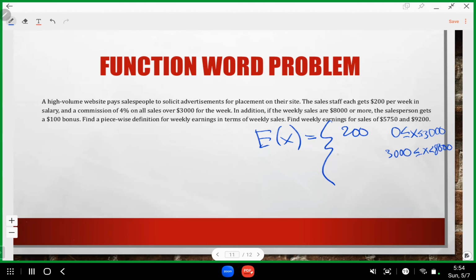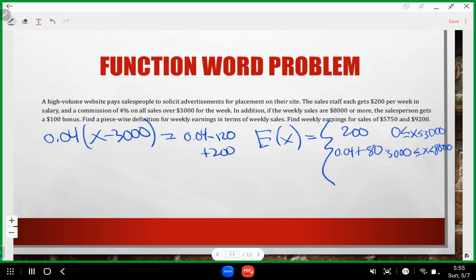Now, what about if you sell over 3,000, but it's still under 8,000? You get a 4% commission. What is 4%? It's 0.04, right? But it says over 3,000, so instead we're not just taking 0.04 of x, we're taking 0.04 times x minus 3,000, which is 0.04x minus 120. But we're also adding the 200 base salary, so that is 0.04x plus 80.